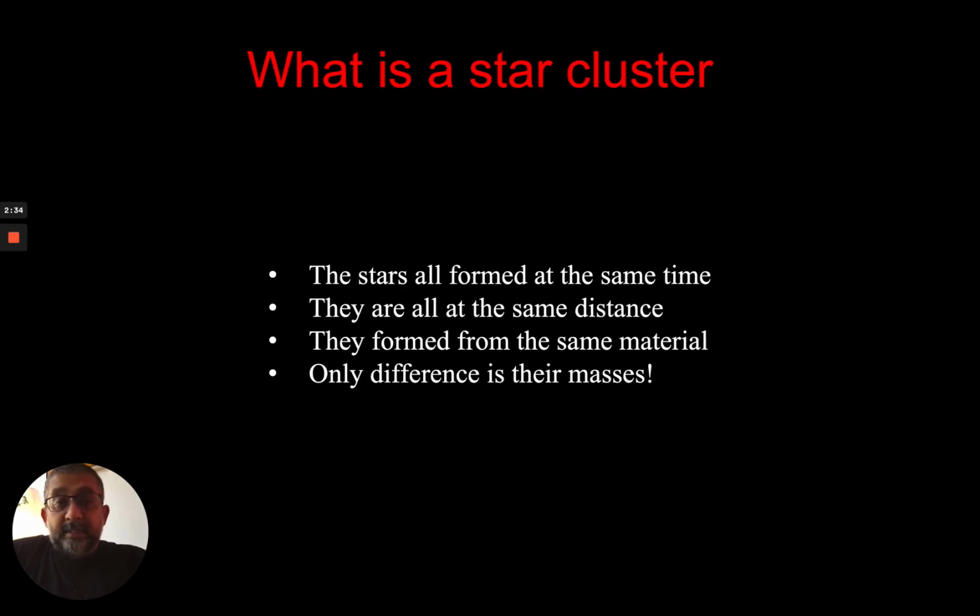So what is a star cluster? First of all, the stars are all formed at the same time, and they're all at the same distance, roughly. They're also formed from the same material, and the only difference is their masses. So one globular cluster might be formed of certain materials, and another globular cluster might be formed of other materials, and they really are their own kind of distinct little neighborhoods.